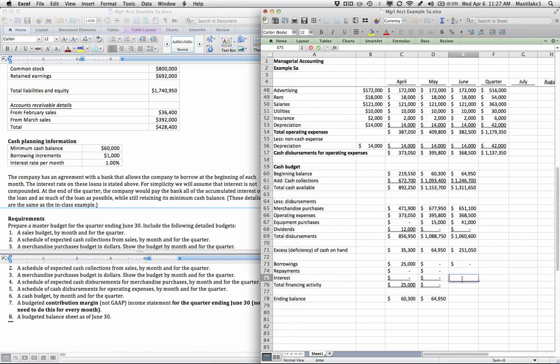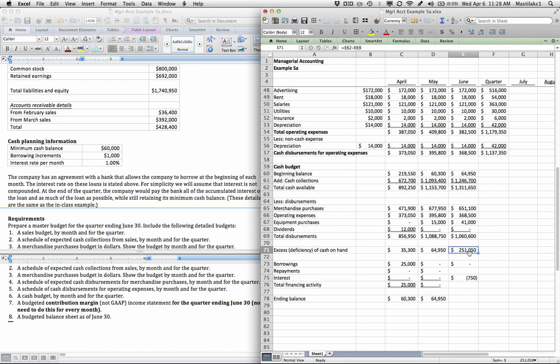So we're going to go ahead and calculate the interest. I'll put it in as a negative because it's a cash outflow. Minus 0.01 times the $25,000 times 3 months. If we're borrowing at the beginning of April and repaying at the end of June, we have it outstanding for all of April, all of May, all of June. That's 3 months. So the total amount of interest that we're going to incur is $750.